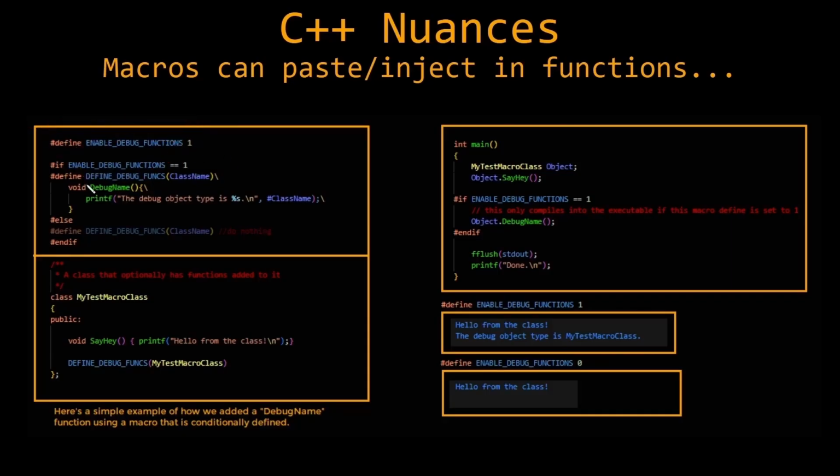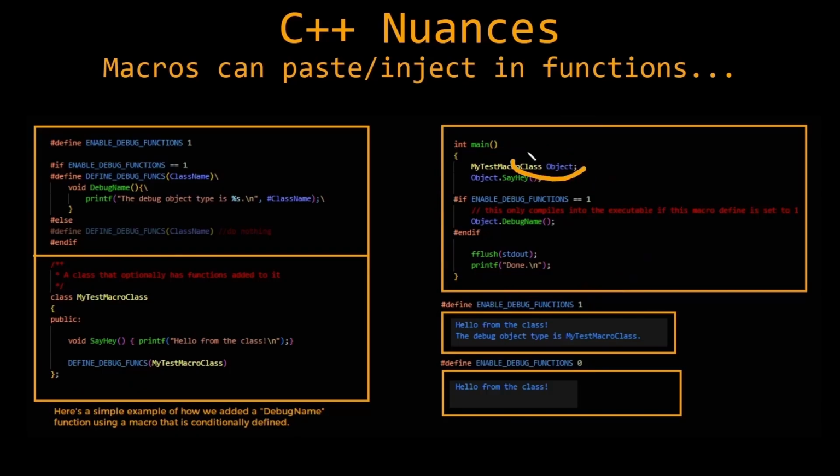And if it's defined, then this macro define debug funcs adds this method here that takes a class name and just prints out the type. And in this class down here, I have a regular function, and then I call my macro with the current type. And so this optionally adds functions to a type.